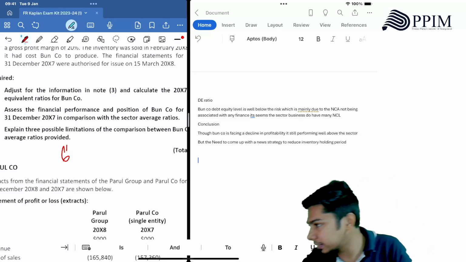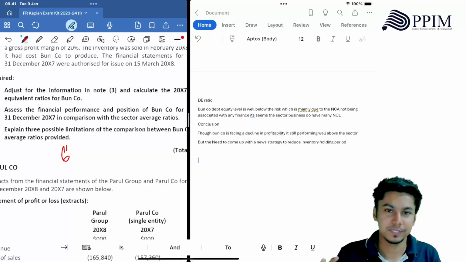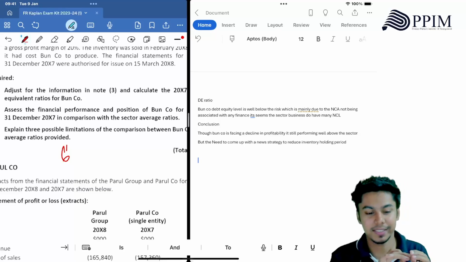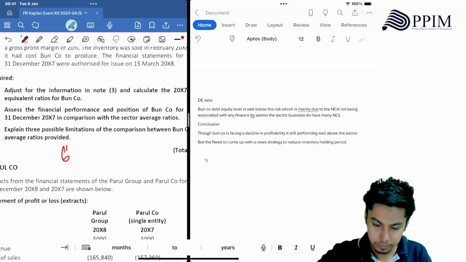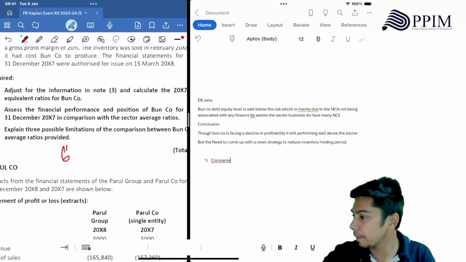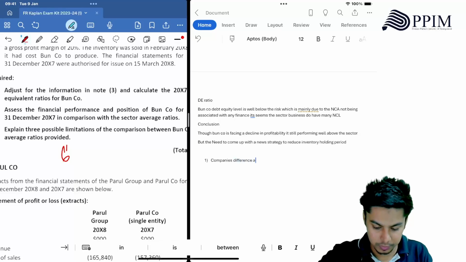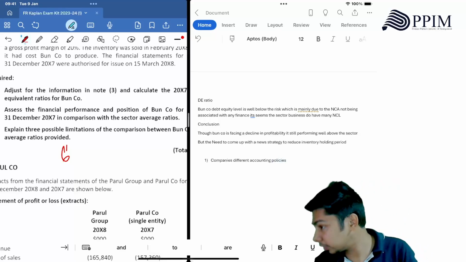Let's start writing these answers, guys. Once again, that is an overall limitation, not a limitation when you compare one business to one business. That's the reason. So guys, start writing. Limitation number 1: companies may have different accounting policies. That's number 1.